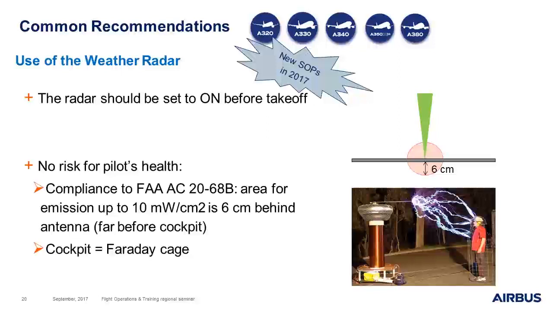Then, we would like to take the opportunity of these seminars to confirm that there is no risk for pilots' health in using the radar. Our radars are compliant with the only regulatory circular that exists, which is the FAA AC 20-68B. It means that the area of maximum emission of the radar is only located 6 centimeters behind the antenna, which is very far from the cockpit. In addition, the cockpit works as a Faraday cage. So, the emission is very, very low in the cockpit.